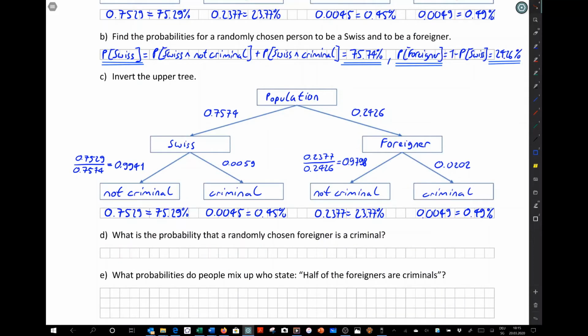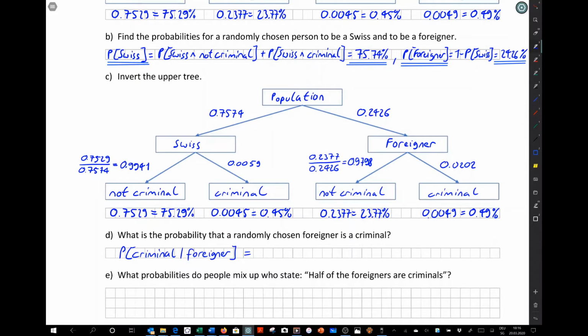So now we can answer the following question. What is the probability that a randomly chosen foreigner is a criminal? Answer it by yourself. Stop the film. And here comes the result. The probability that we're asking for is the probability that somebody is a criminal given that that person is a foreigner. And we can read off this probability in our tree as the probability of this branch here. So the probability is 2%.